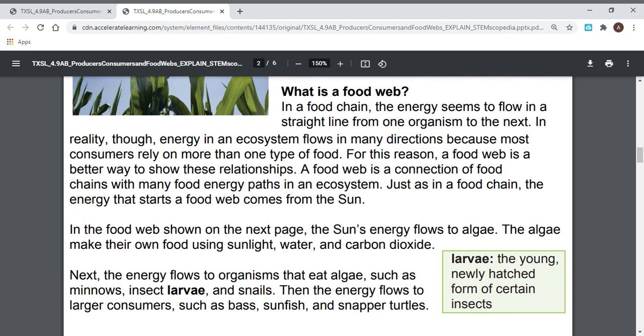What is a food web? In a food chain, the energy seems to flow in a straight line from one organism to the next. In reality, though, energy in an ecosystem flows in many directions because most consumers rely on more than one type of food. For this reason, a food web is a better way to show these relationships.